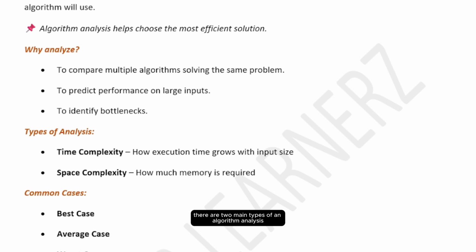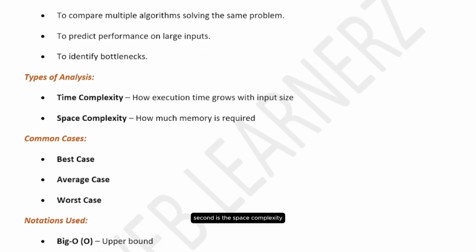There are two main types of an algorithm analysis. First one is the time complexity that tells us how execution time grows as the input size increases. We don't measure the time in seconds, we measure how time increases with the input size. Second is the space complexity that tells us how much memory an algorithm needs. For example, an algorithm that stores many values needs more memory than one that uses fewer variables.